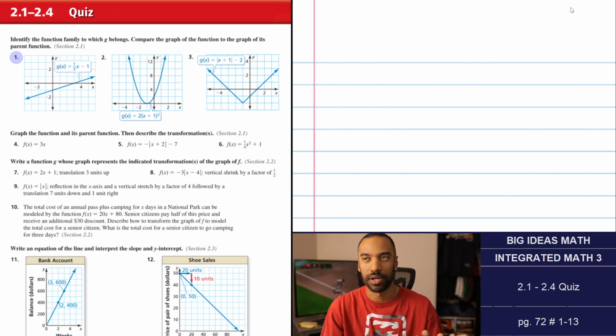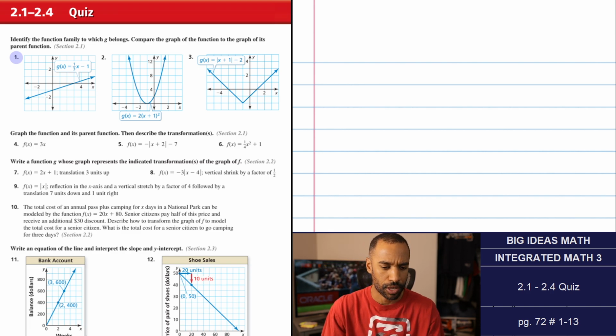We're obviously going to start with number 1, and graph paper. I'm going to provide graph paper for you in case we need it, because we might need it for numbers 1, 2, and 3. Let's see what's going on here. Let me get my thing up here. Okay, numbers 1, 2, and 3: identify the function family to which g belongs. Compare the graph of the function to the graph of its parent function.